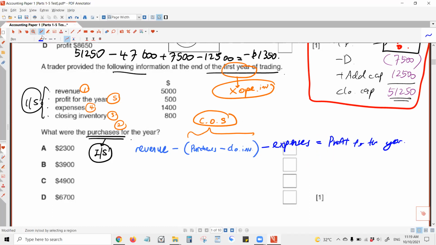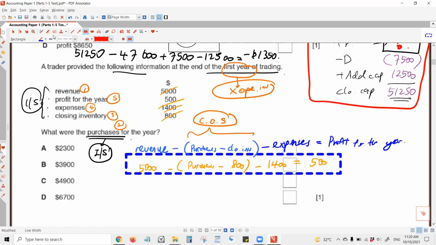Okay, now, how to solve it? Very easy. Put in the numbers. 5,000 minus purchases, which is the unknown. Put it as an unknown. Minus closing inventory. Once used, cross them off. Minus expenses equal to profit for the year. Just do like what you do in math. Solve for the purchases. Find what is purchases. Take care of the bracket and minus.